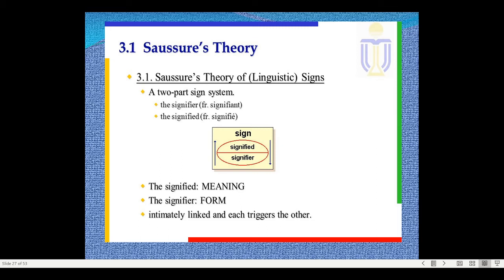With this theory, he was actually rejecting the Western tradition that treats language like an entity or an instrument or a tool. For him, language is creative action, not simply a thing. So that is Saussure's theory of sign.